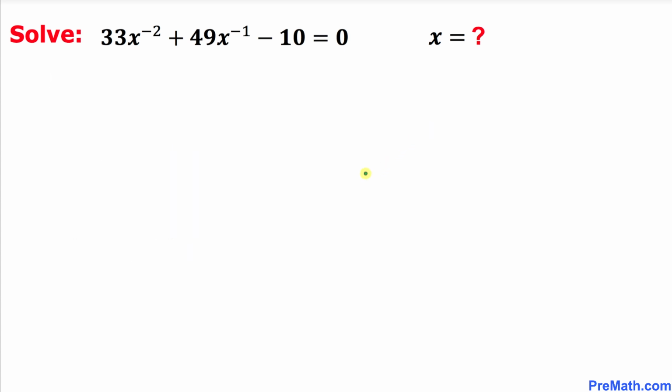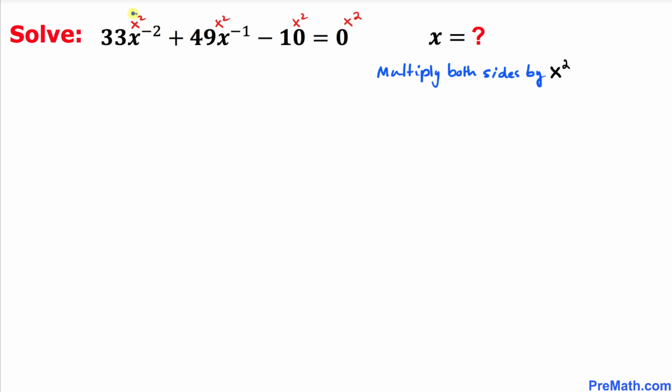So let's go ahead and get started with the solution. Here's the very first thing we are going to do. Let's multiply both sides of this equation by x squared in order to remove these negative exponents. So let's multiply by x squared on this side, x squared on this term, x squared on this term, and x squared over here across the board.